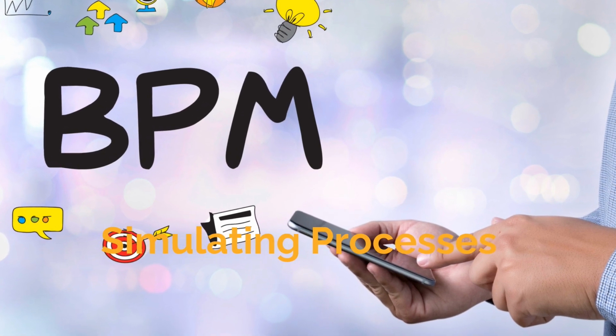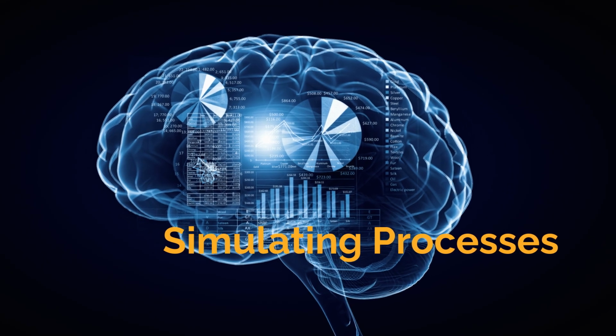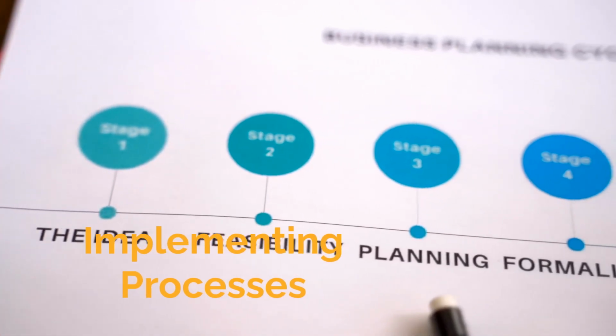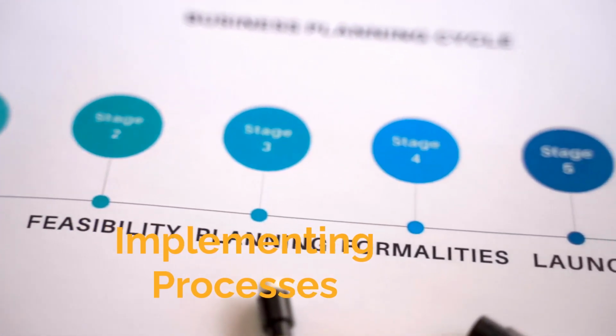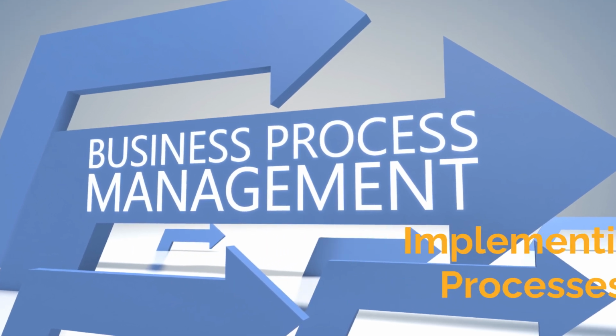Next is the modeling stage, where the design processes are simulated to identify potential improvements and predict outcomes. The execution stage involves implementing the processes in a real-world environment. This is where the rubber meets the road.